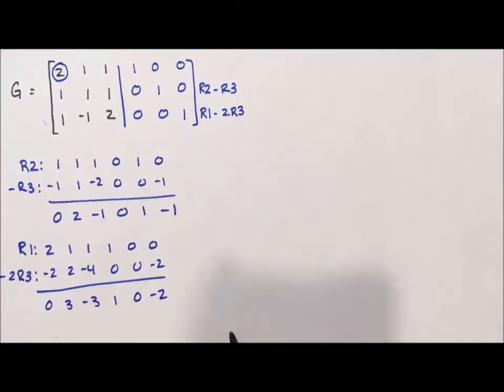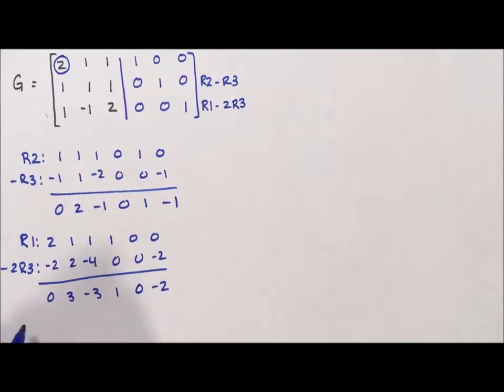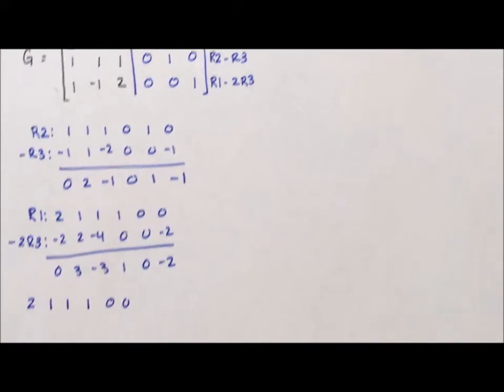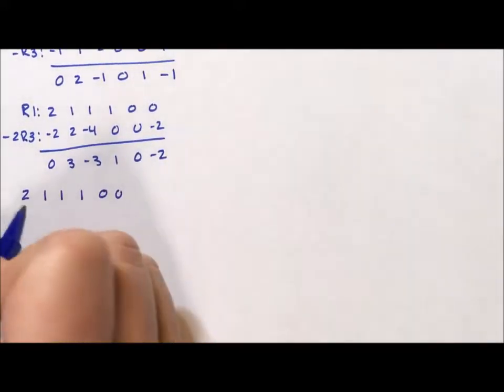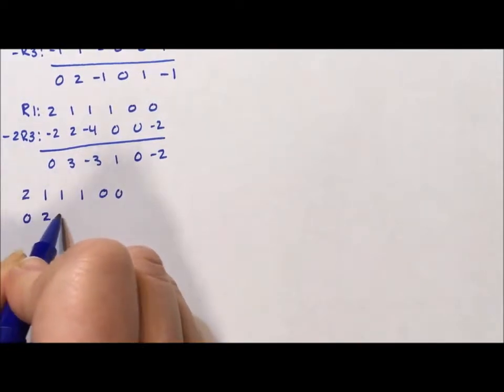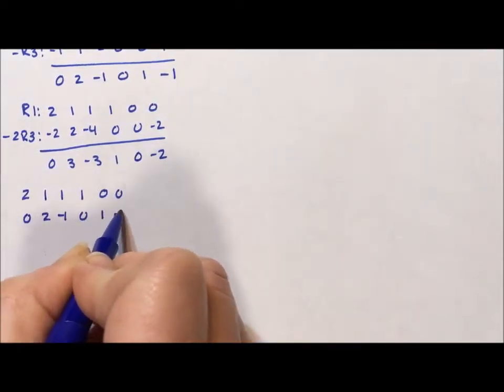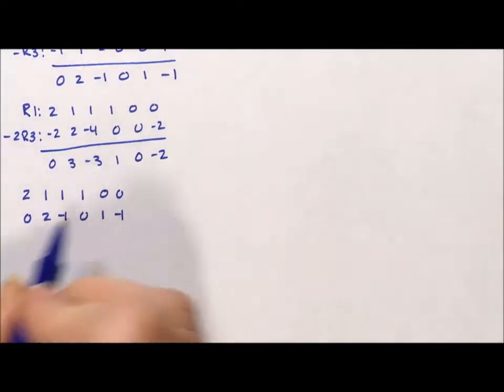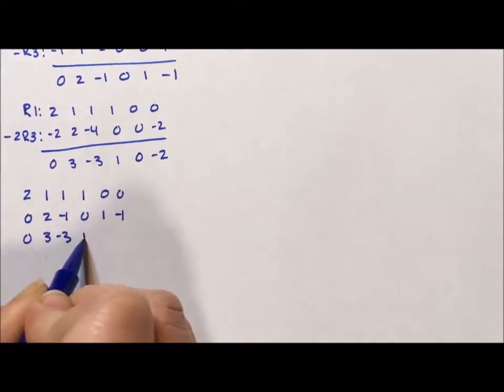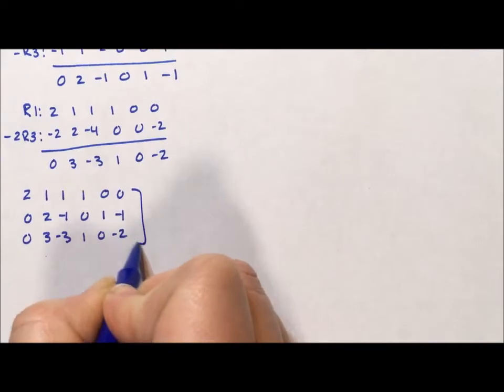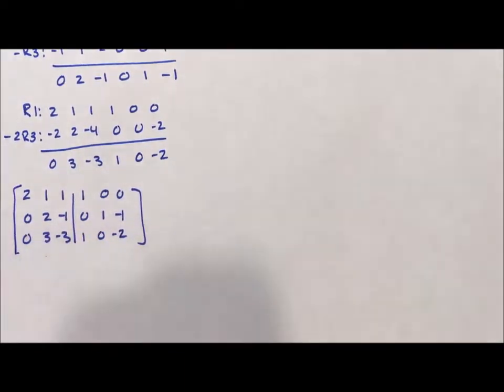Okay, so now I can take these two new rows and bring them into a new matrix. I'm going to keep the same first row, so I'm going to keep the top row to be 2, 1, 1, 1, 0, 0. Then I'm going to make my second row this 0, 2, negative 1, 0, 1, negative 1. And this 0, 3, negative 3, 1, 0, negative 2, my third row. And I've done my first iteration of steps.